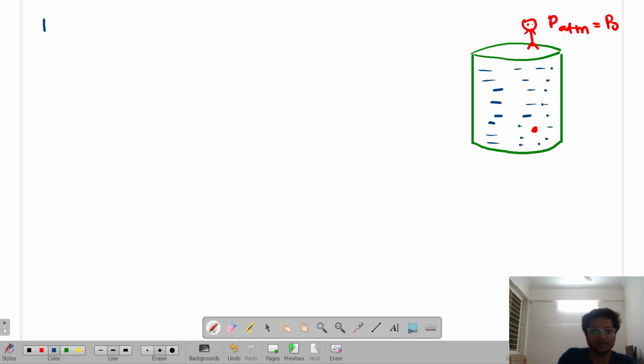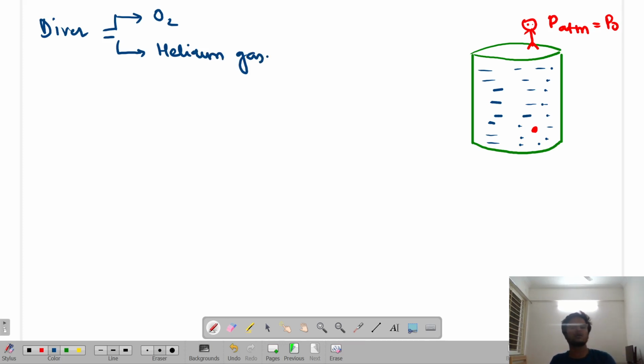Basically, if I consider a diver, you will see that the diver carries two kinds of cylinder. One is oxygen gas, another one is helium gas. Why do they take the helium gas cylinder? This is the reason: when they go down and down into the depth of the liquid, they feel extra pressure due to the liquid present above them. So the pressure over here got increased.